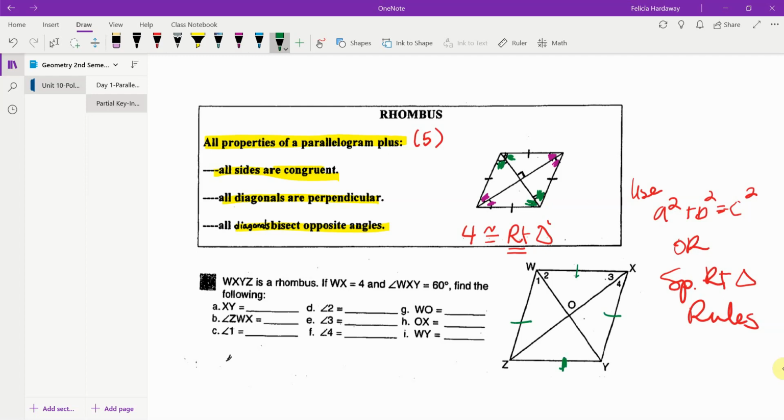We know WX is 4, so I'm going to put a 4 there. Make sure you can see that. Let's put that in blue. There's 4, WX.